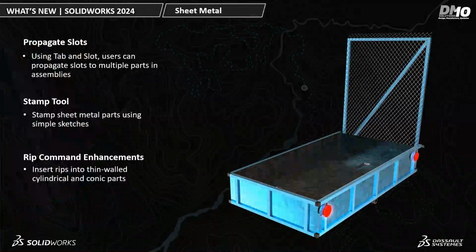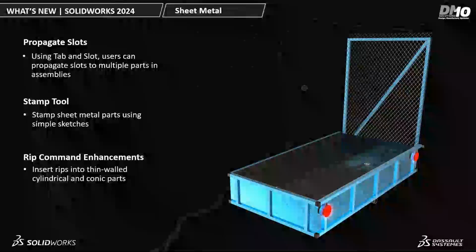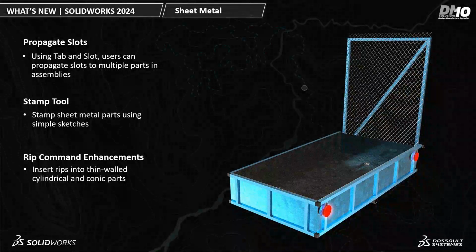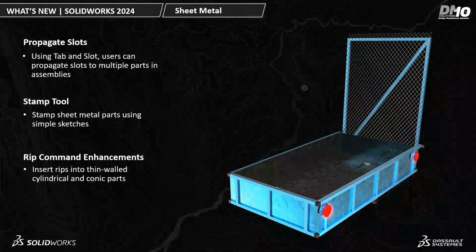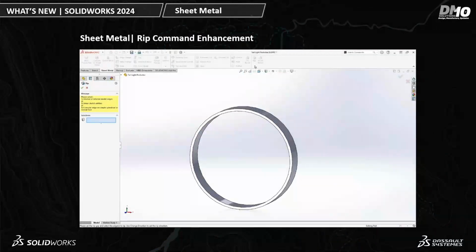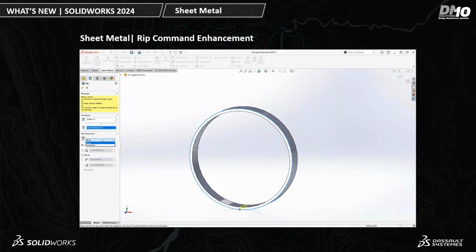Moving on to sheet metal, in 2024, we have options to propagate slots. The stamp tool is more user-friendly, and a new rip tool to create rips in cylindrical and conical sheet metal parts is now introduced. This video shows how the new sheet metal rip tool works.